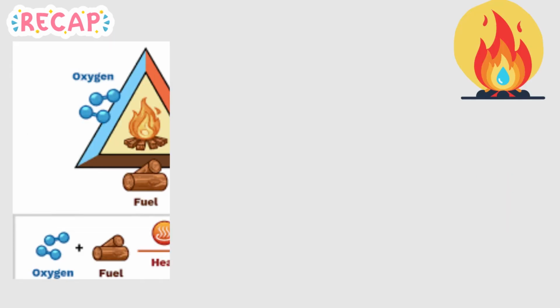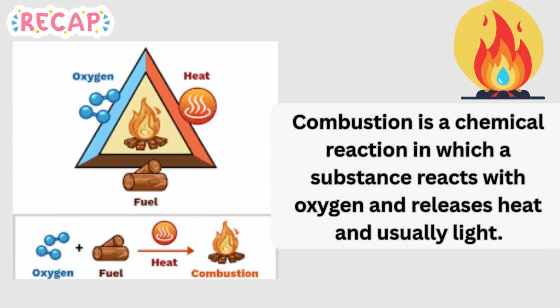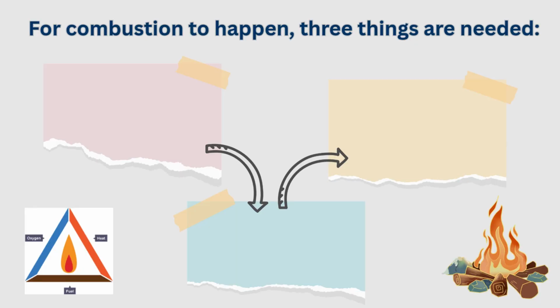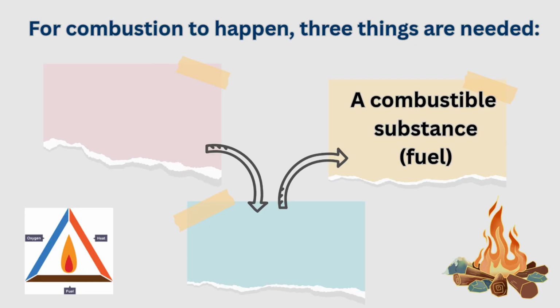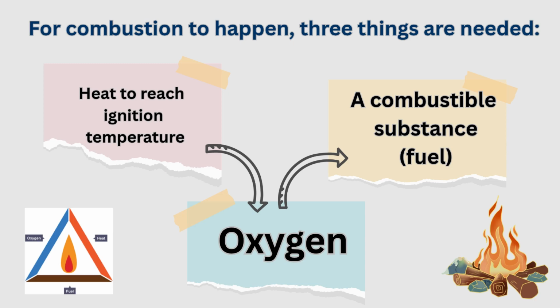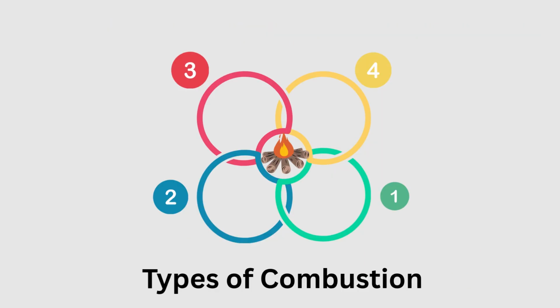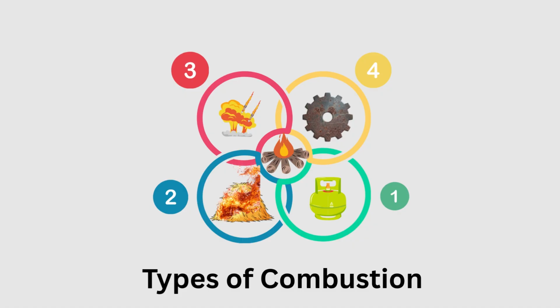Before we begin, let's understand one important question. What is combustion? Combustion is a chemical reaction in which a substance reacts with oxygen and releases heat and light. For combustion to happen, three things are needed: a combustible substance, I mean fuel, oxygen, and heat to reach the ignition temperature. Now let's explore the four main types of combustion.